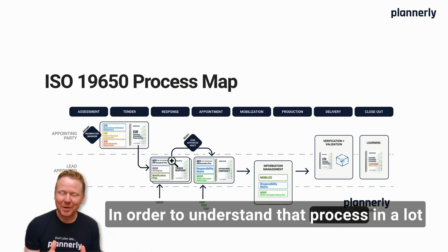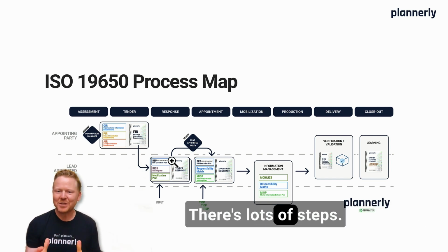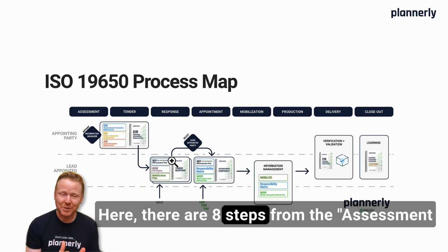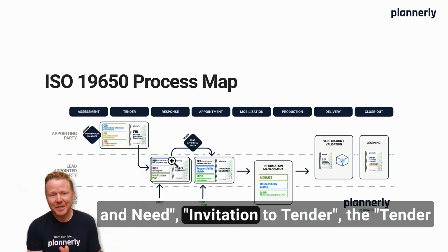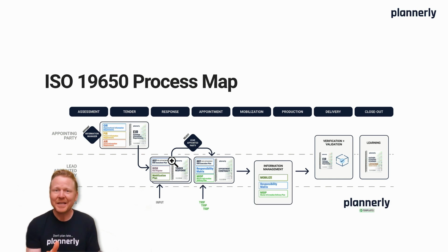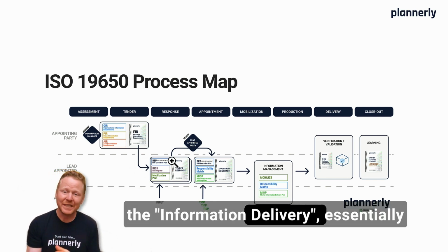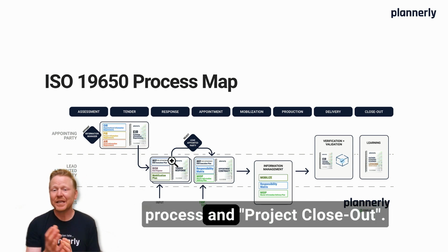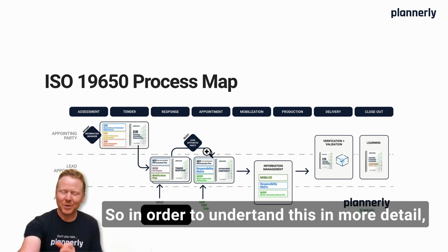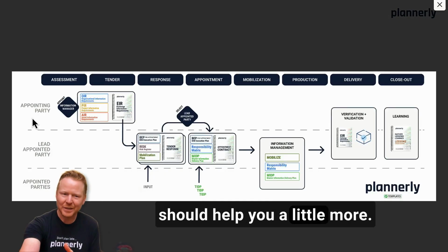In order to understand that process in a lot more detail, it can be quite demanding. There's lots of steps. Here, there are 8 steps from the assessment and need, invitation to tender, the tender response, appointment, mobilization, production, collaborative production of information, the delivery of it, essentially going through that validation process and closing out. So in order to understand this in more detail, this process map should help you a little more.